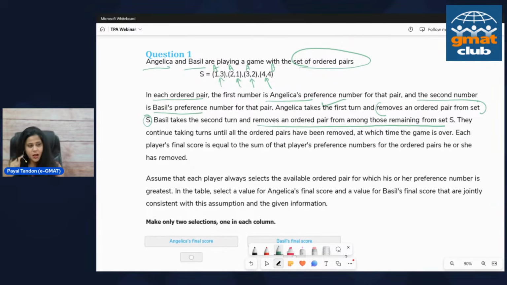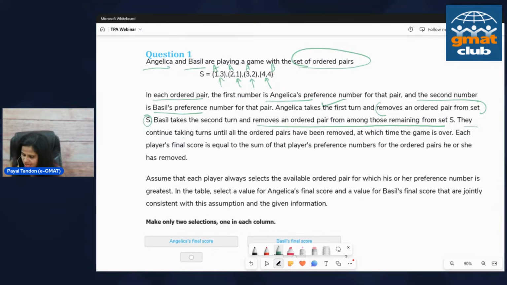Now, how is it that Angelica is picking it? She is picking it based on, okay, so that information is not here. So that thought is in my head: what is the criteria that Angelica is using to pick that ordered pair? I'm thinking about it. I'm completely immersed in this game. I'm thinking about that, and then I'm looking for that information. But so far, the passage hasn't given me that information, so I move on.